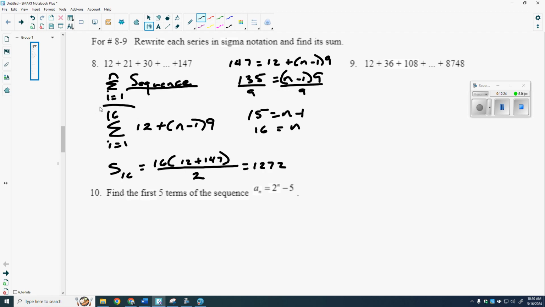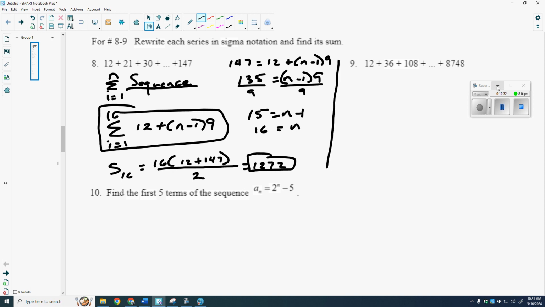So here's my two answers. Sigma notation and S of 16 is 1272. Okay, same, repeat the process. I equal 1 to something, I don't know the something, and then my first term, this is geometric because we're multiplying by 3, so my r value is 3 to the n minus 1. I know everything I need to know except for n.